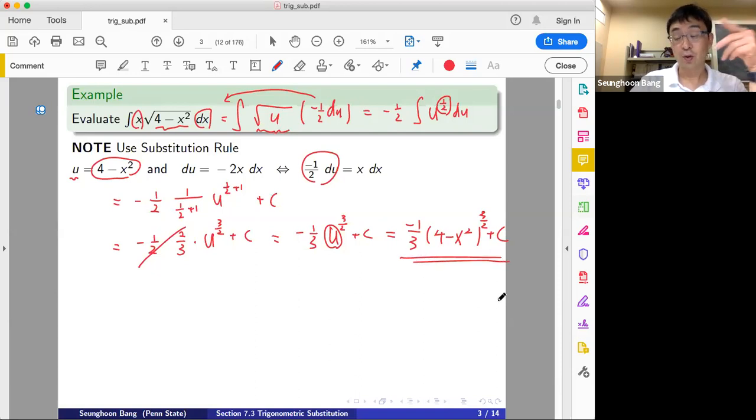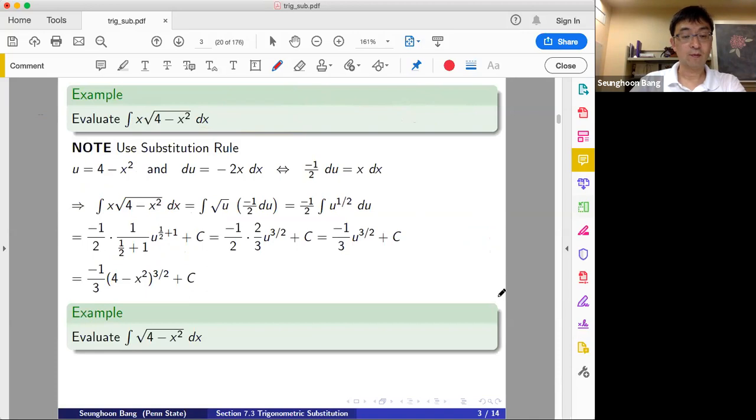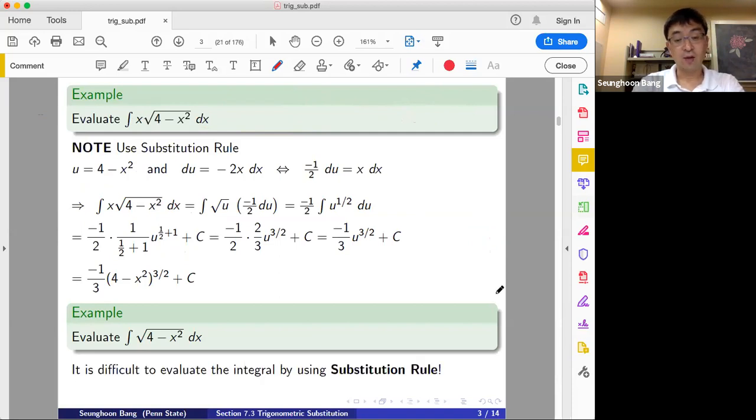We can use u substitution. So here, like this. Second problem: the integral of the square root of 4 minus x squared. It is difficult to evaluate this integral by using substitution rules. So we can use today's title, the trigonometric substitution. It's like a whole idea.